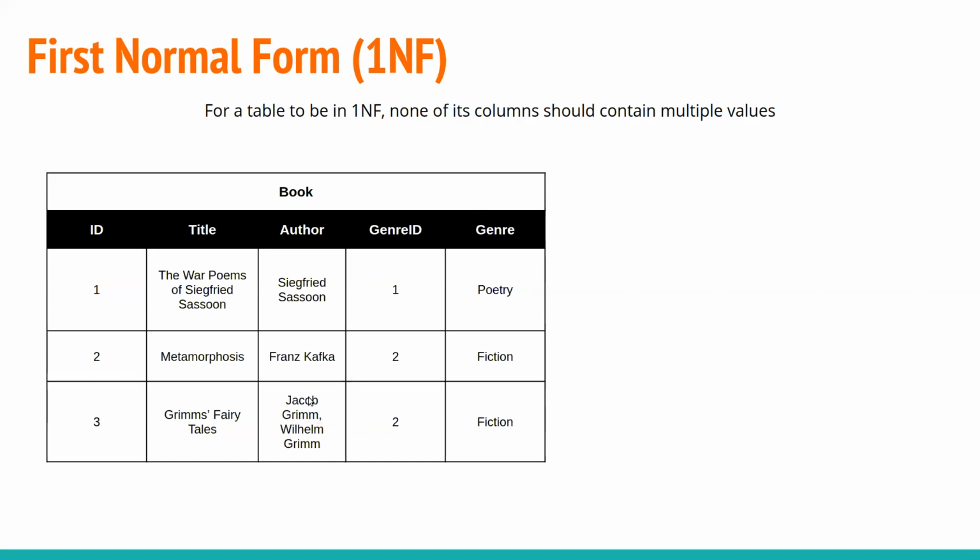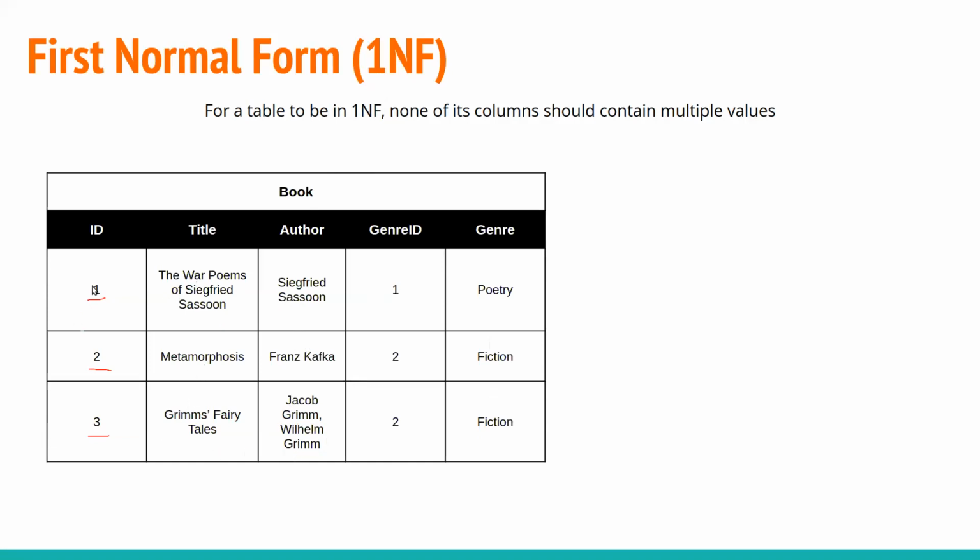You can see here, all of our tables look like they each contain one thing. We've got one ID, and every single row contains one ID. Every single row contains one title. Every single row, except one, contains one author. This contains one genre ID, and this contains one genre. So it is this one. There are 2 authors in one cell, which breaks first normal form. This is not allowed.